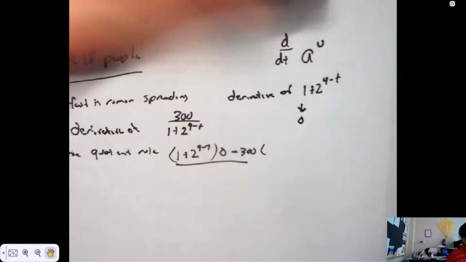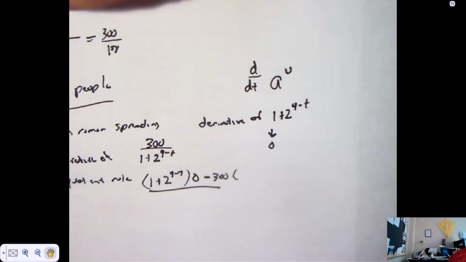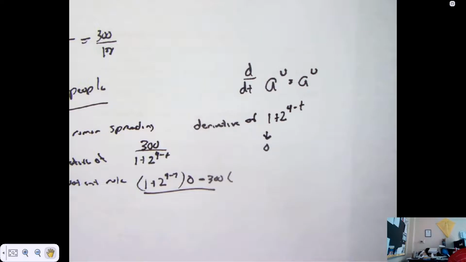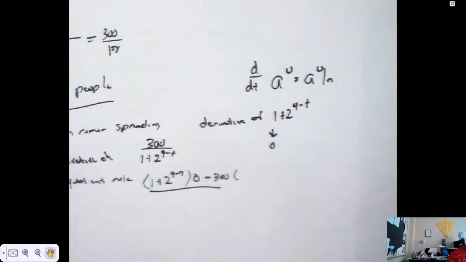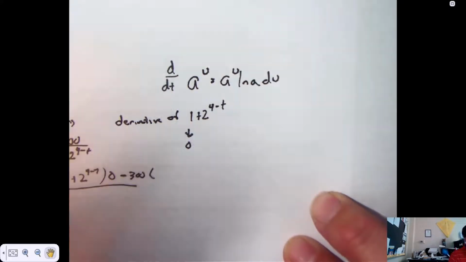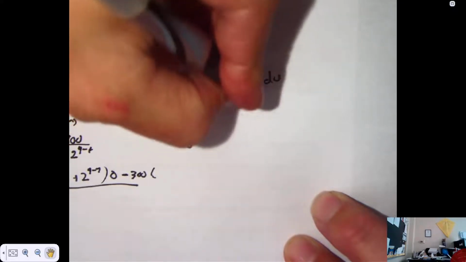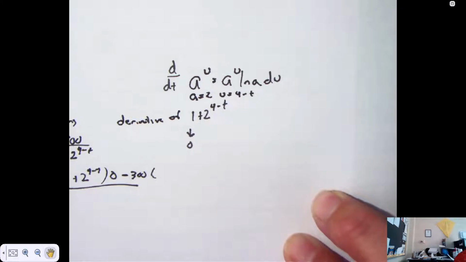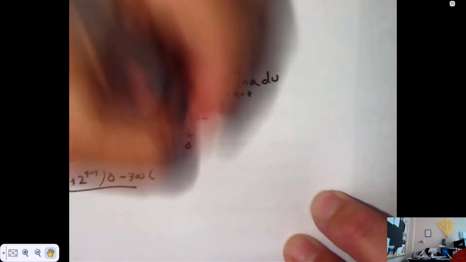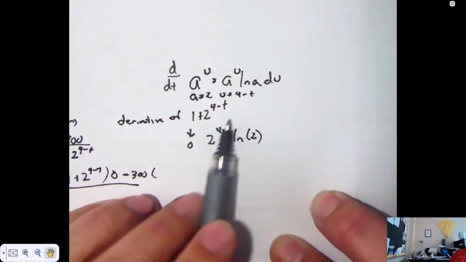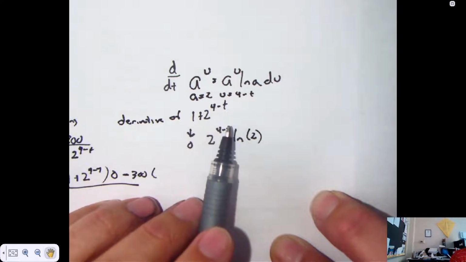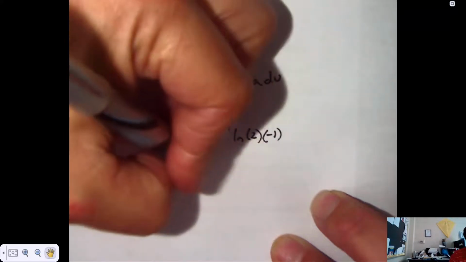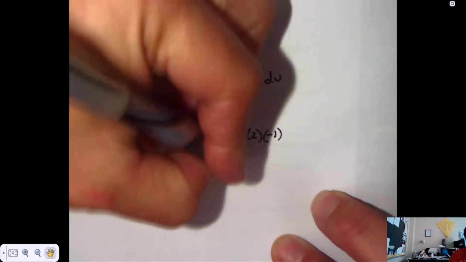So how do you find, in this case, the derivative with respect to t of some a to the u? A to the u, natural log a, du. All right. So if we look at this example, a is 2 and u is 4 minus t. So we would have 2 raised to the 4 minus t, natural log of 2. And then we have to take the derivative of 4 minus t. What's the derivative of 4 minus t? Negative 1. So here's my derivative: negative 2 to the 4 minus t, natural log of 2.